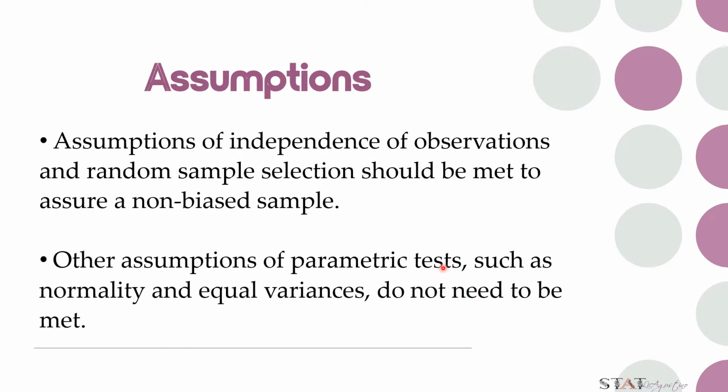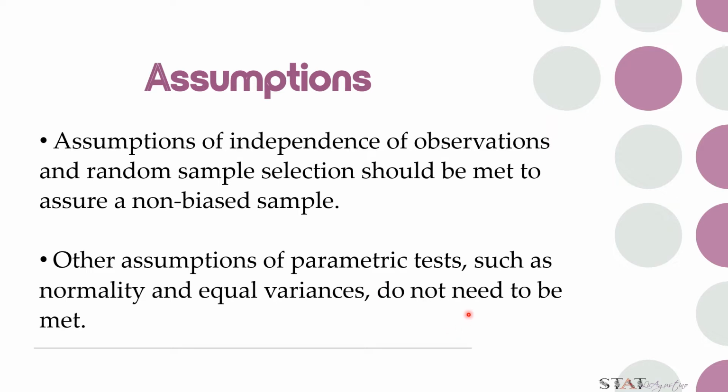So what are the assumptions for this test? Assumptions of independence of observations and random sample selection should be met to assure a non-biased sample. For example, test scores are usually measured on continuous scales, and variables such as beauty, pride, and loyalty are measured on arbitrary scales. If the variables are on a continuous scale, the Mann-Whitney procedure ranks the observations automatically when computer software is used. Other assumptions of parametric tests, such as normality and equal variances, do not need to be met for the U test.